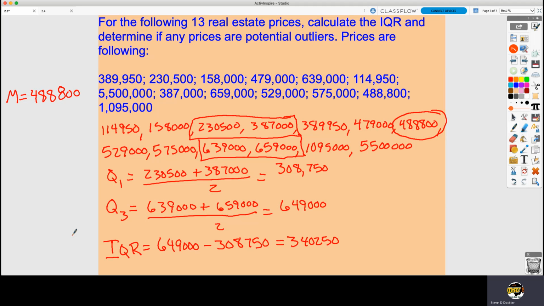All right, so then we're going to use that interquartile range to figure out if we have any potential outliers. Okay, to find that, we are going to take our interquartile range and multiply that by 1.5. When we multiply that by 1.5, we get 510,375.